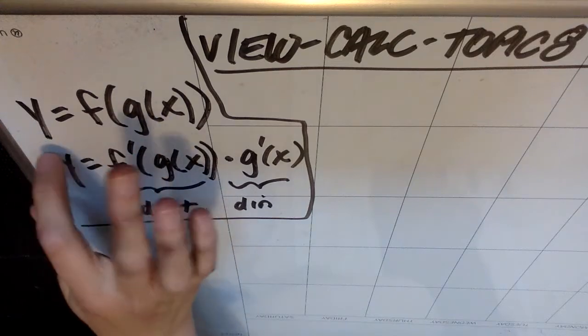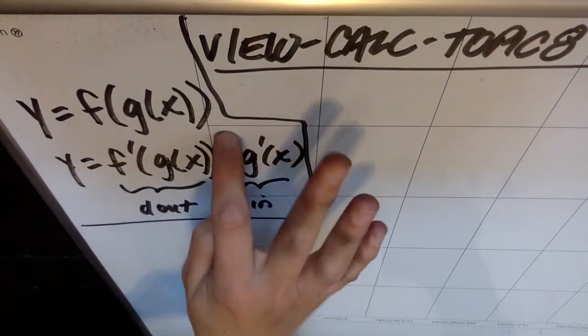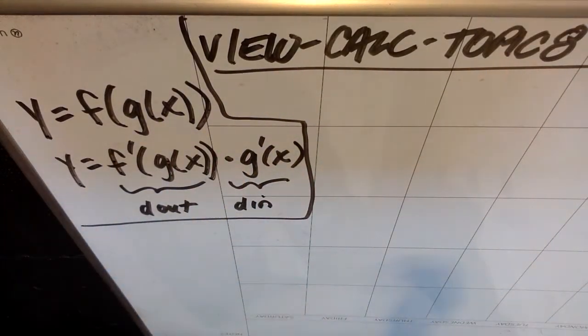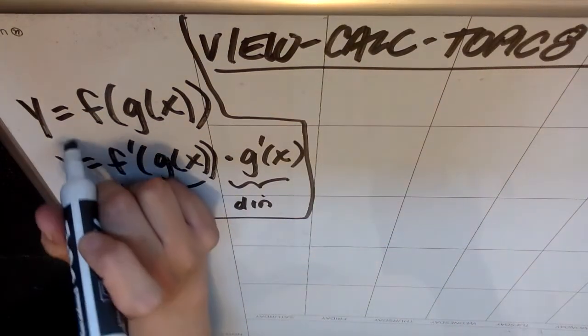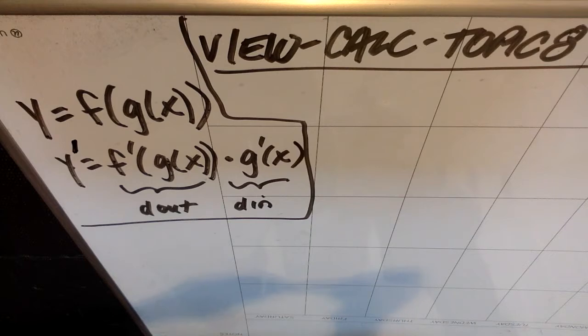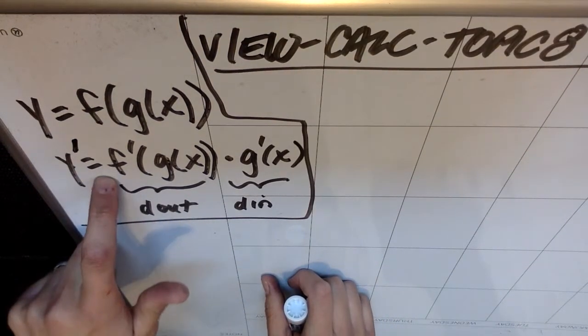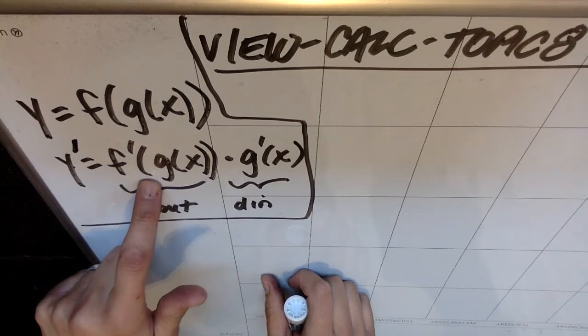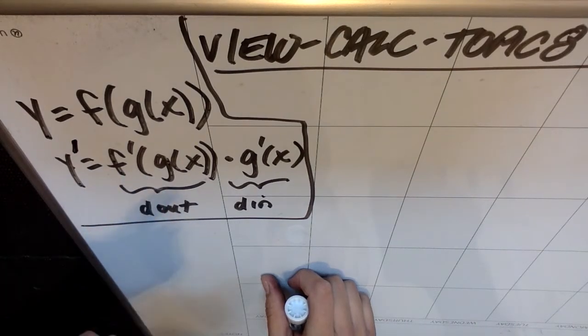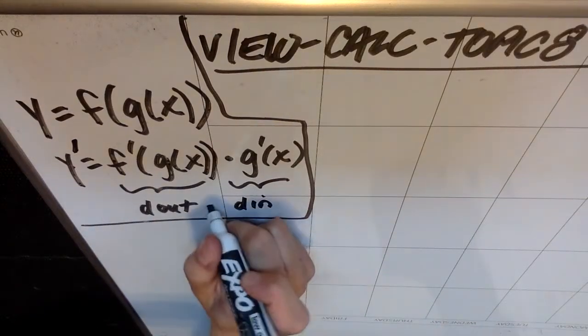If you have some y equals f of g of x, meaning g is the inside function inside some f function, then to find y prime you do the derivative of the outside, so f prime, but you leave the inside the same, so f prime of g of x, and then times that by the derivative of the inside, g prime of x.